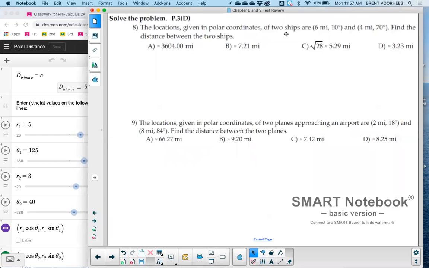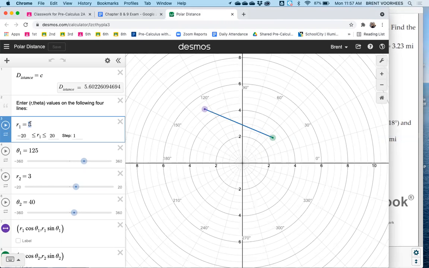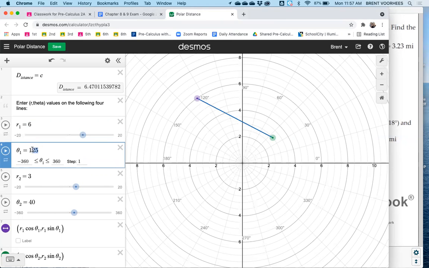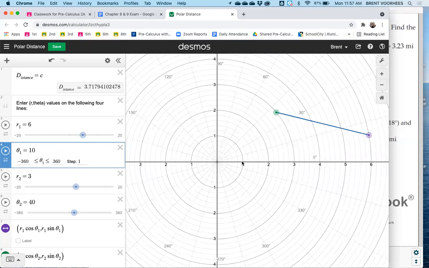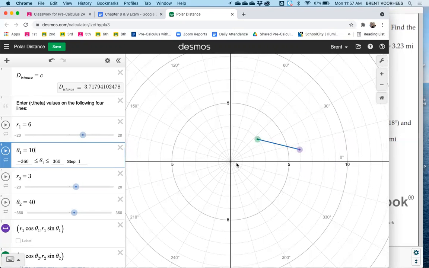So this one says there are 2 ships. One is 6 miles away, so 6 miles from the origin on a 10-degree heading. That means if you look here, that's 10 degrees off the x-axis, and it's on the 6th circle. There we go. Now it's on the 6th circle at 10 degrees.